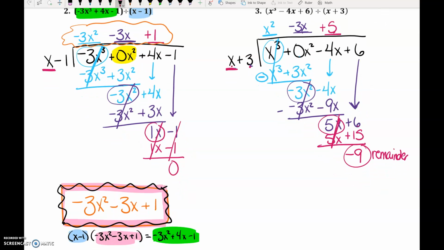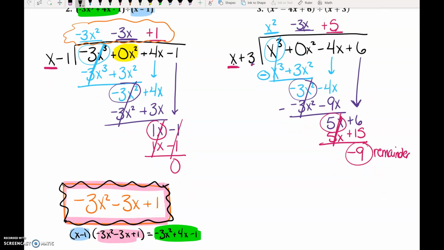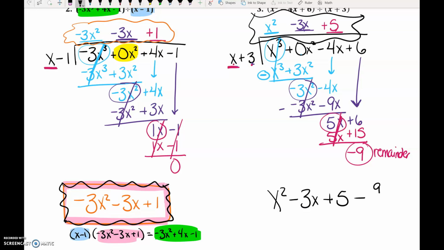And here's how we write our answer with a remainder. Our answer is x squared minus 3x plus 5. That's the stuff we got from up here. And then minus 9 over what we originally divided by.